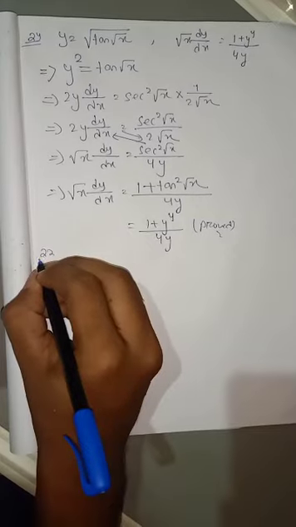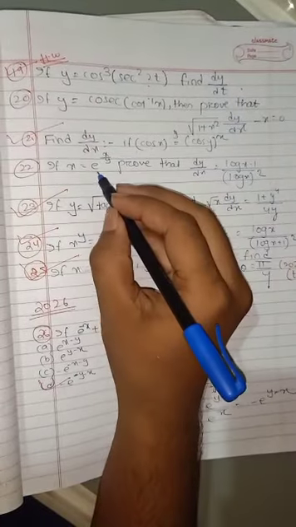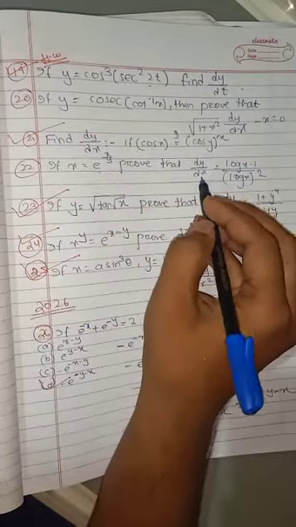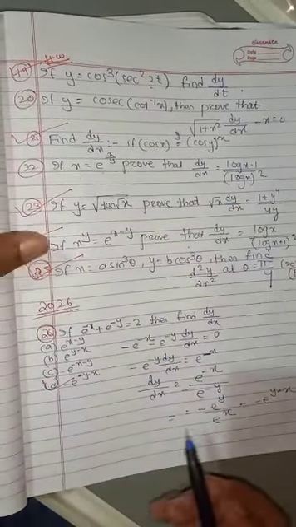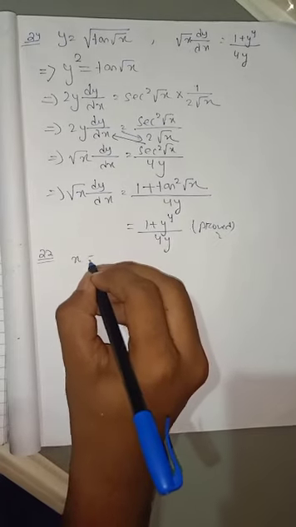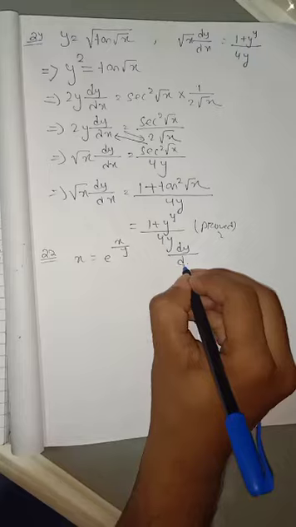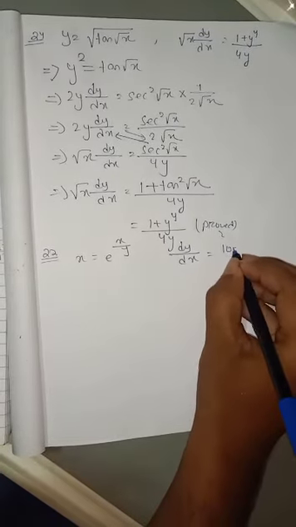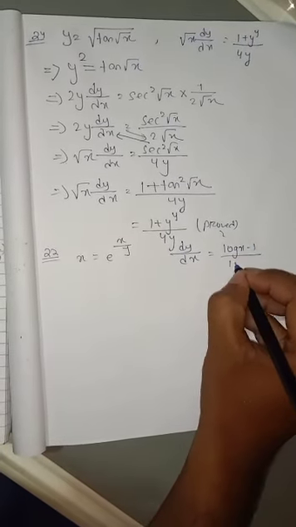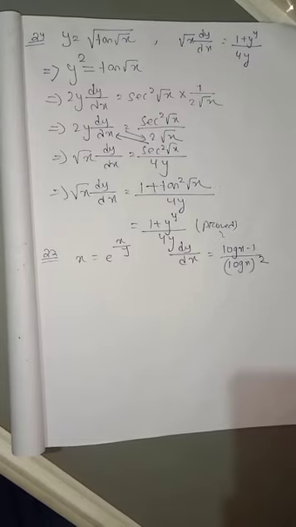Question number 22. The question is: if x equals e to the power x by y, prove that dy by dx equals (log x minus 1) by (log x) whole square. This is also from previous questions. Okay, how can you solve it?